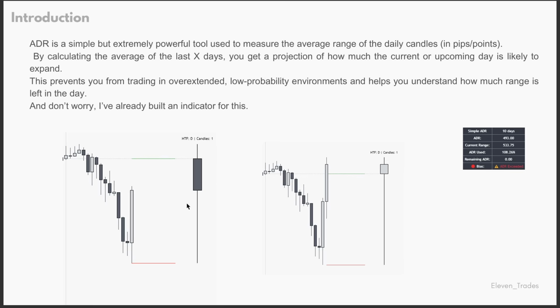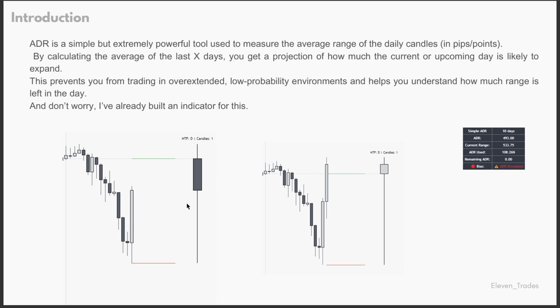By calculating the average of the last X number of days, you are getting a projection of how much the upcoming or the current day is going to expand, and that will prevent you from trading the overextended ranges, the lower probability environments. It helps you understand how much expansion is left in a day, how much have we used, and what can I expect going into the newer session from the current day.